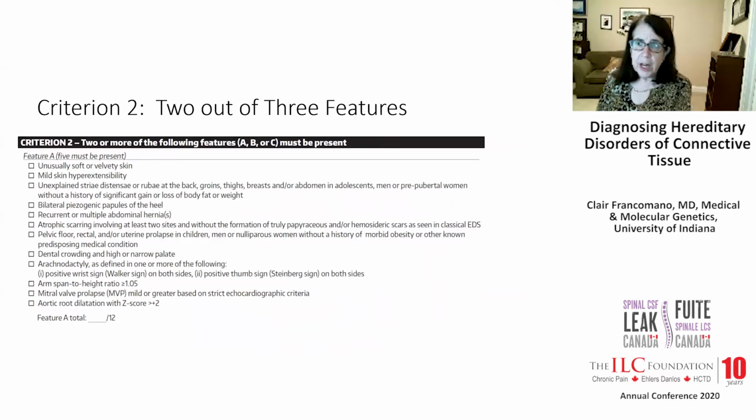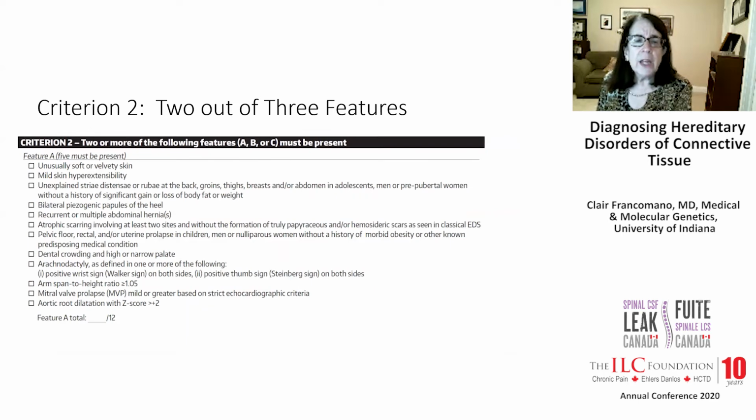bilateral piezogenic papules on the heels. These are little bumps that poke out between the connective tissue when you're putting all your weight on your heels, recurrent or multiple abdominal hernias, atrophic scarring involving at least 2 sites, and without the very, very severe papyraceous scars that we see in the classical type of Ehlers-Danlos syndrome.